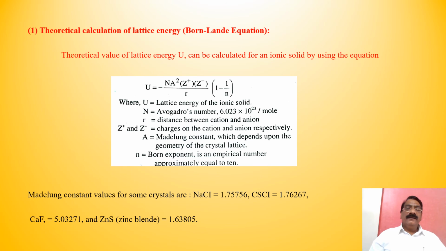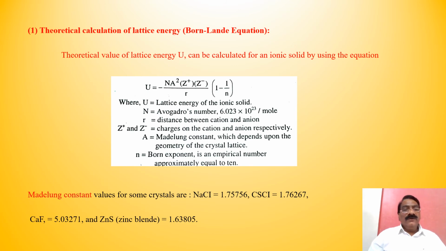Capital A is the Madelung constant, which depends upon the geometry of the crystal lattice, and small n is the Born exponent, an experimental number approximately equal to 10.